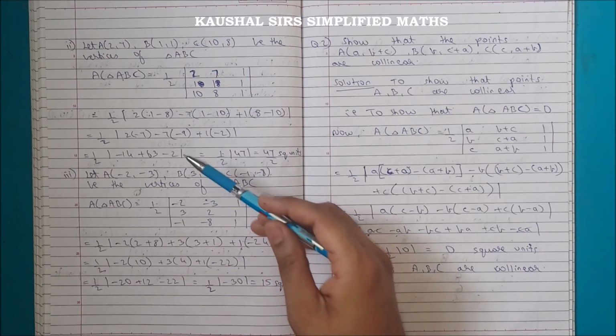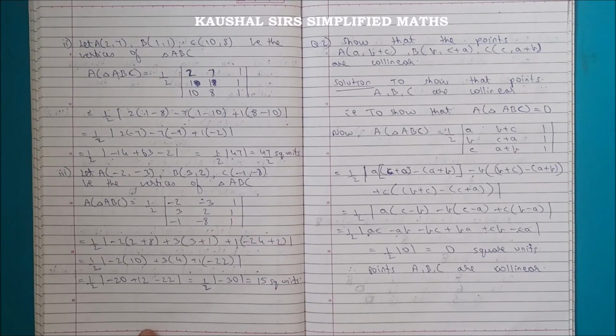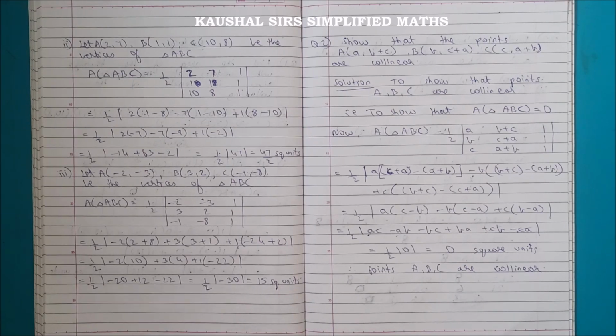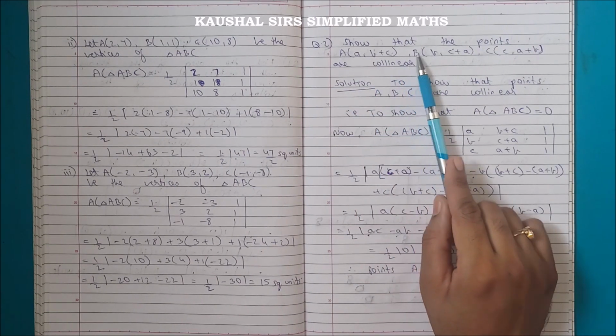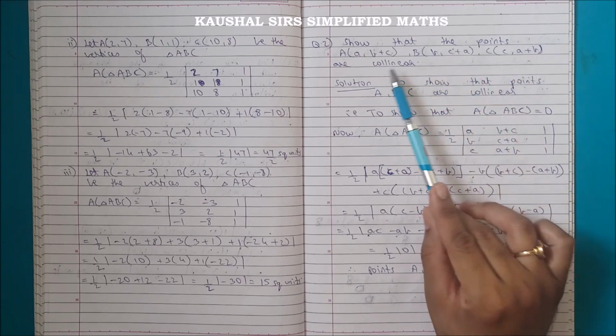Okay students, I hope you have got the second and the third sub question. Only one thing you have to see: in the third sub question, in the end the answer comes -30. Okay, so we are making it +30/2 which becomes 15 square units. Okay, question number 2, you have to show that the points A, B, C are collinear.